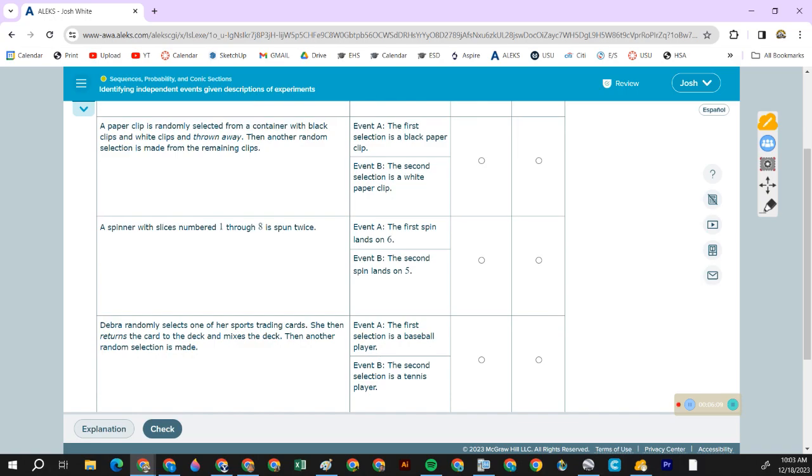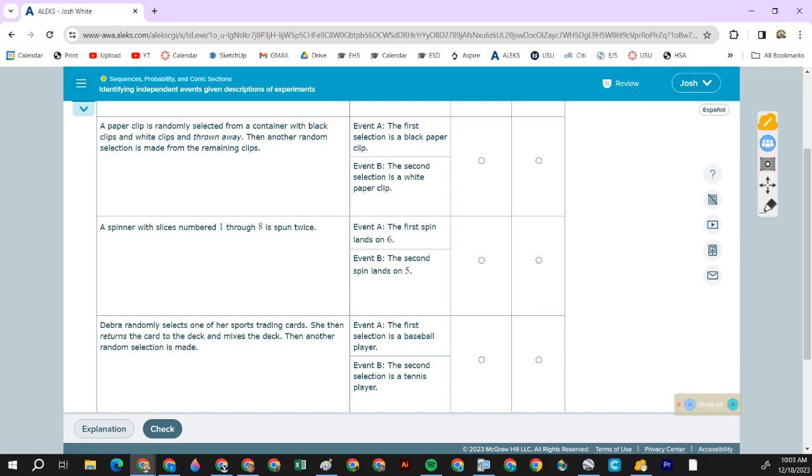A paper clip is randomly selected from a container with black clips and white clips and thrown away. Then another random selection is made from the remaining clips. So A, the first selection is black. B, the second selection is white. Does the probability of the second one depend on the first one? Yes, because we're throwing them away.